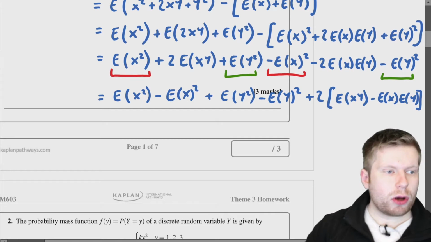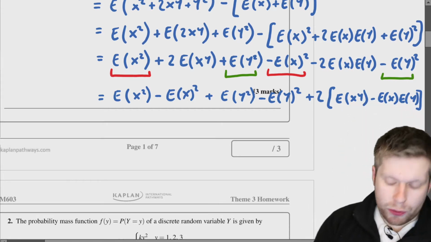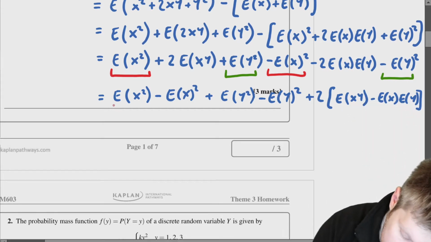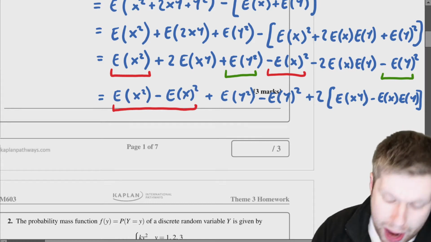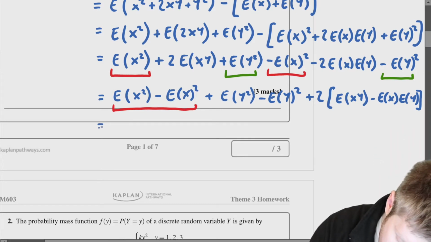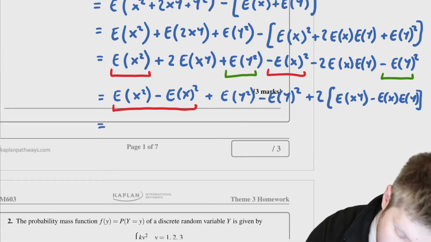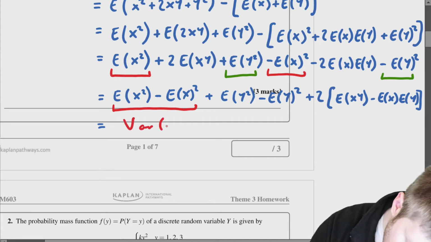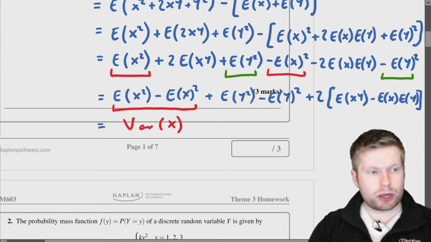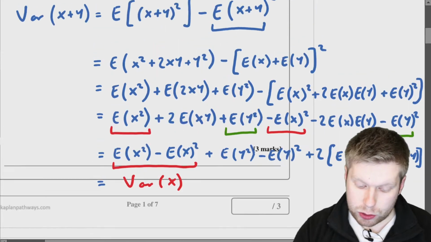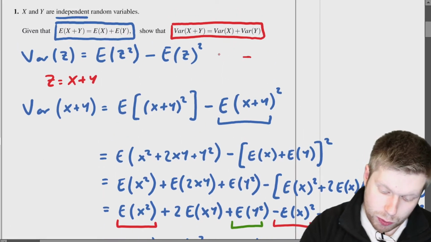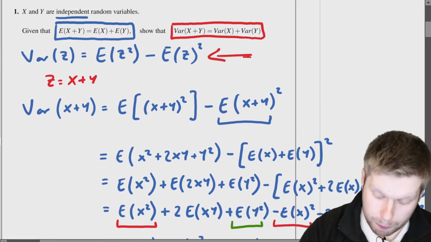Now, let's have a look and see what we've got here. Effectively, this part here is just simply the variance of x. The thing which I've just highlighted in red is just the variance of x. I'll write that in. That's the variance of x, because the expectation of x squared, take away the expectation of x all squared, that's basically the same thing as we proved right at the very start right here.